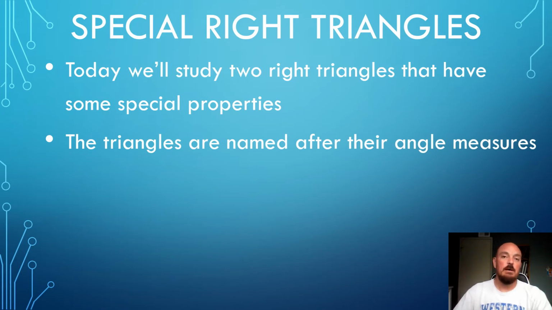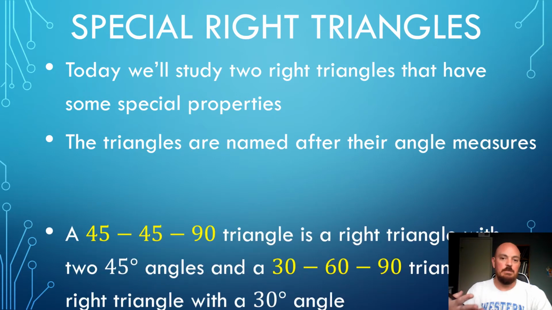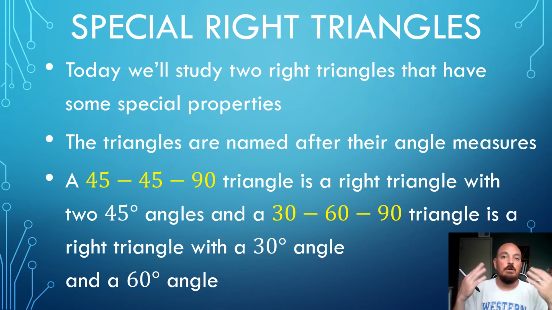Now we name them based on their angle measures. So there's two common names I'm going to say. I'm going to talk about a 45-45-90 triangle and a 30-60-90 triangle. And for both triangles, I'm talking about their angles.